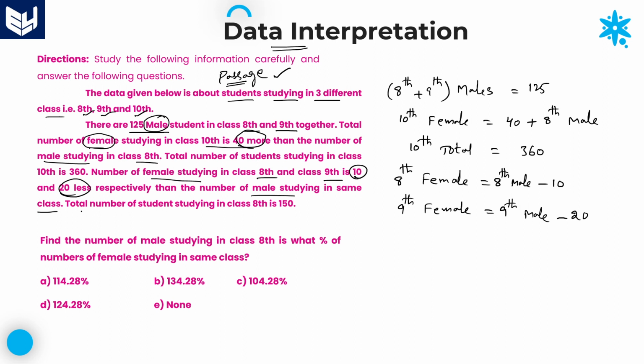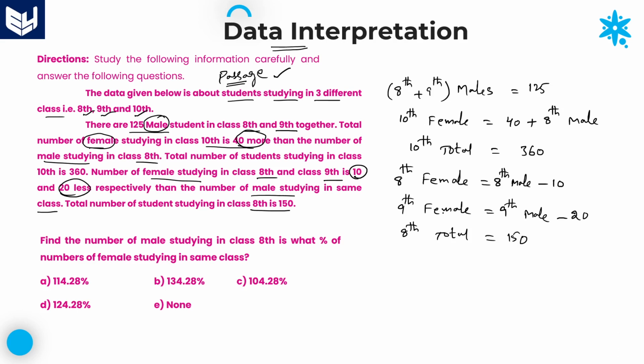And next, one more information, the last one: total number of students studying in class 8, class 8 total, is equal to 150. This is the total information which is provided in this passage.